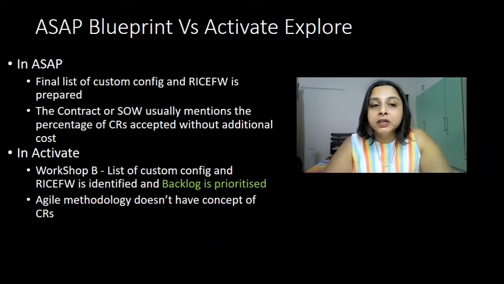Now, in case of agile methodology, you do not have the concept of CRs. You come up with new user stories, then you add them into your product backlog, prioritize them, and then take them up accordingly. Now, this doesn't mean that you come up with any number of random requirements. Obviously, there are checks and quality gates, and you do scope the requirements at one point of time as far as Activate is also concerned.